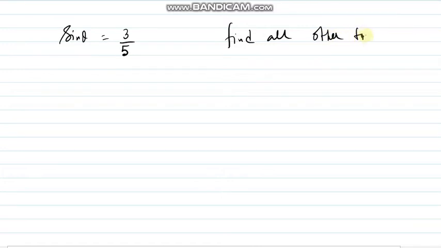Hello everyone. In this video I am going to discuss sums based on trigonometric ratio. So first, how to find out the other trigonometric ratio when one trigonometric ratio is given. Suppose it is given that sine theta equals 3 divided by 5, find all other trigo ratio.